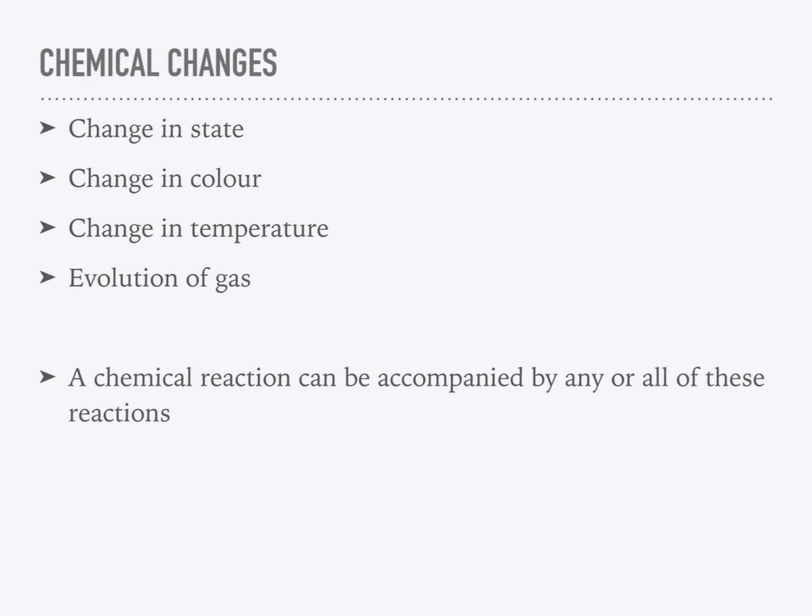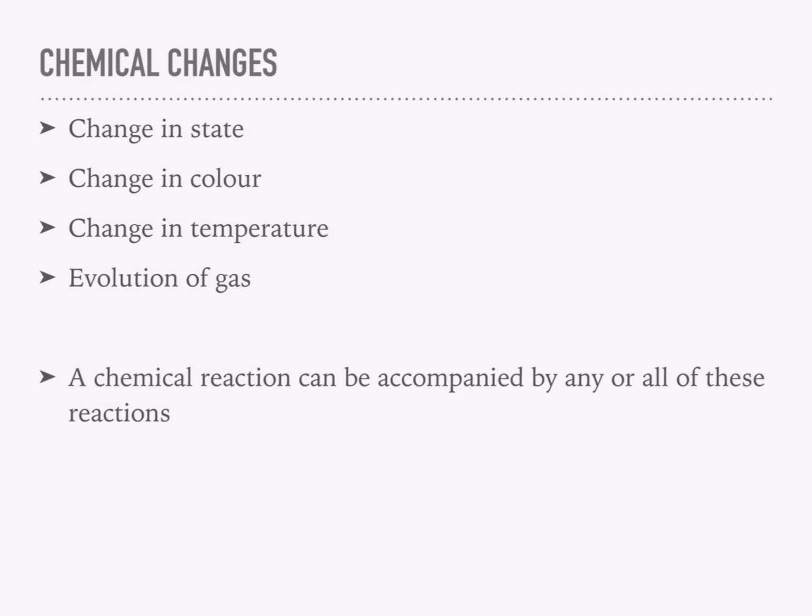Then for change in color, let us take KMnO4 and water. The color of the water turns purple, but when we add lemon juice to the solution, the color fades away. This shows change in color, and this is also a chemical change.